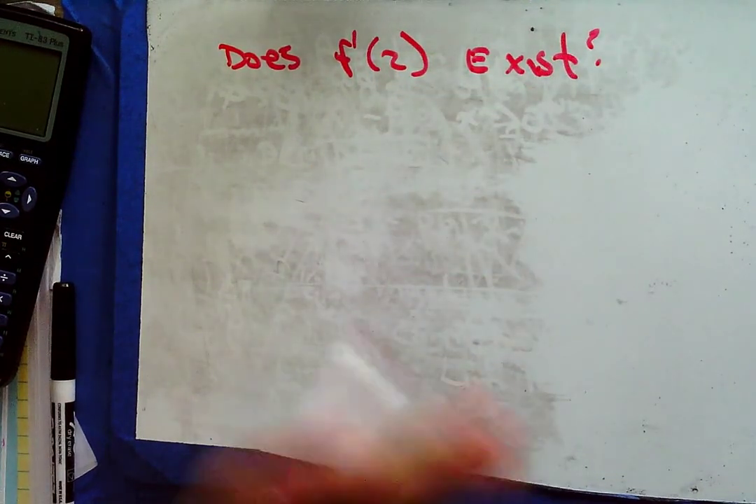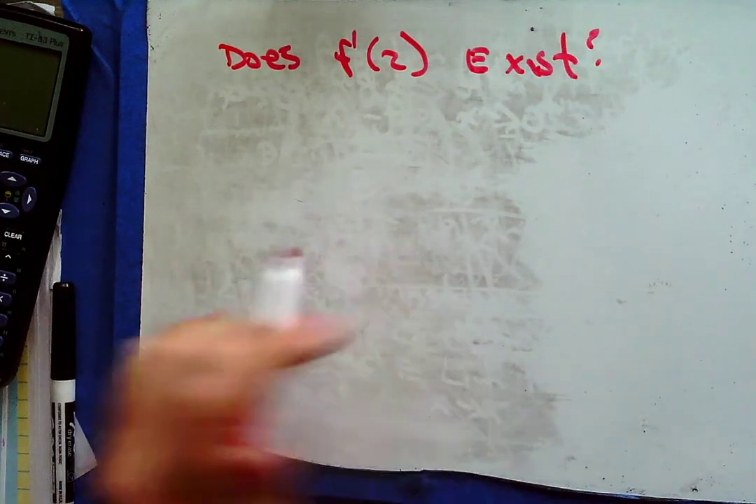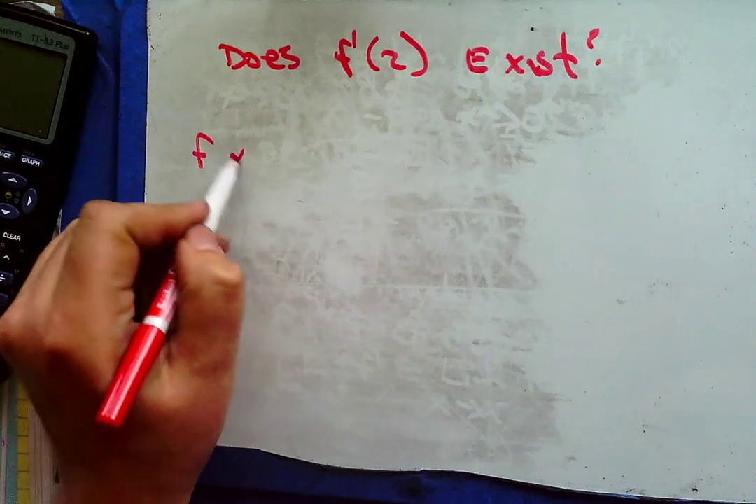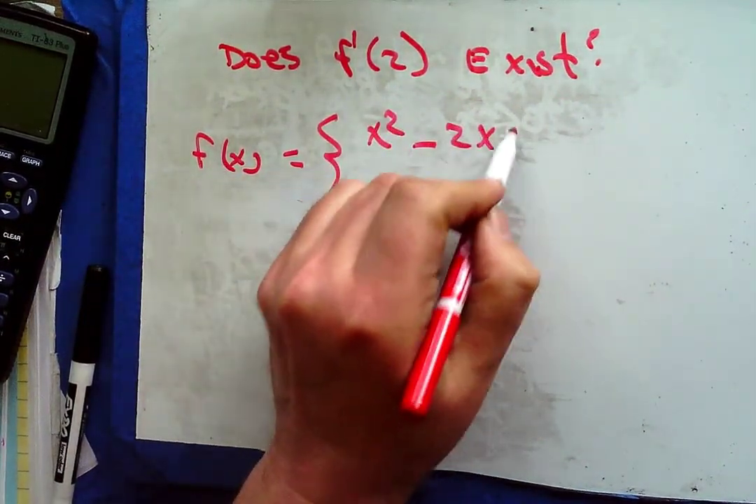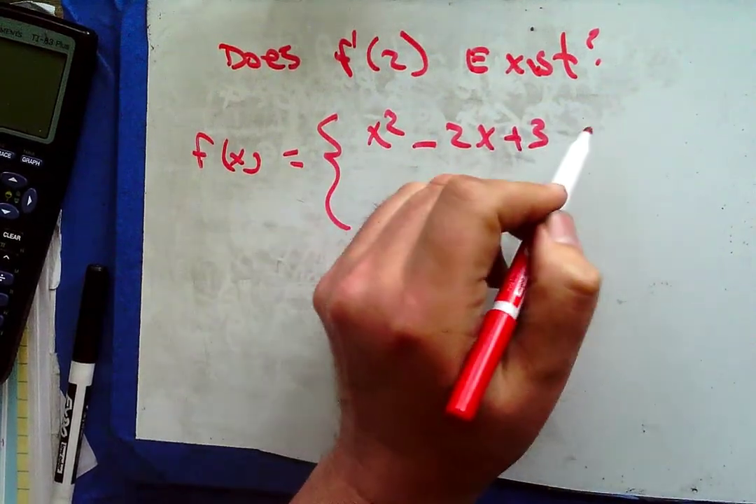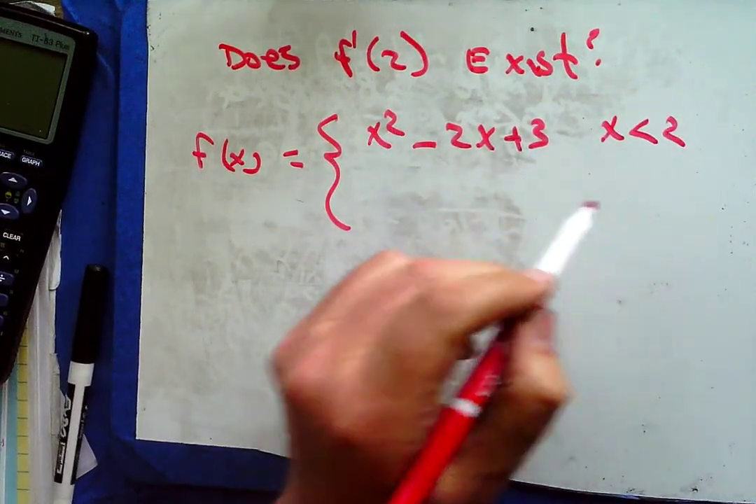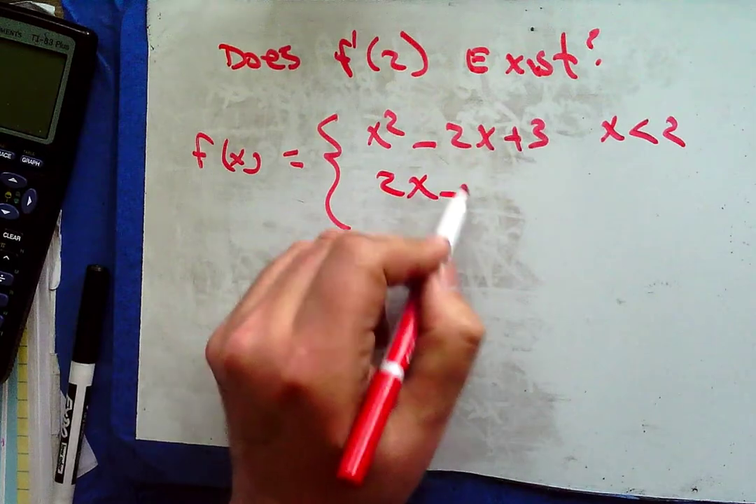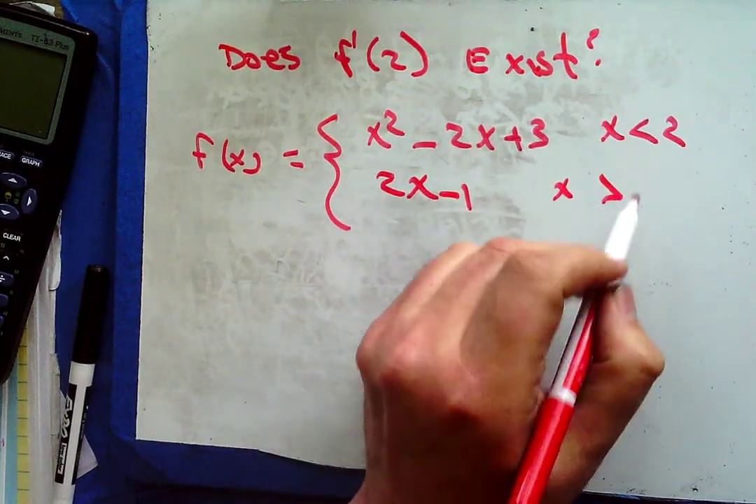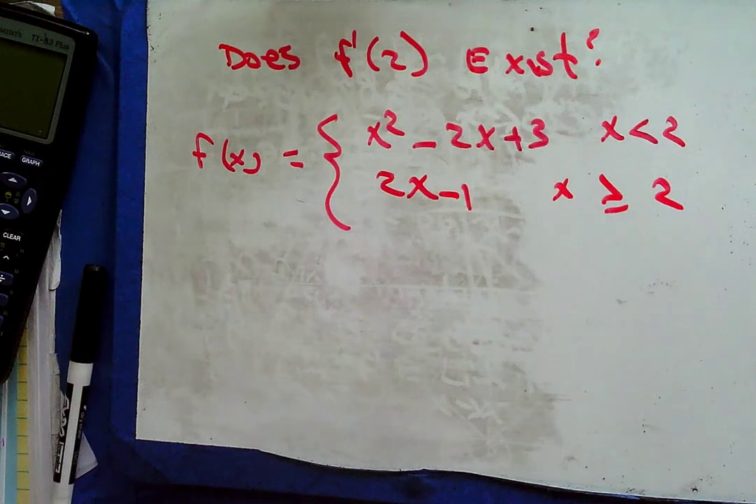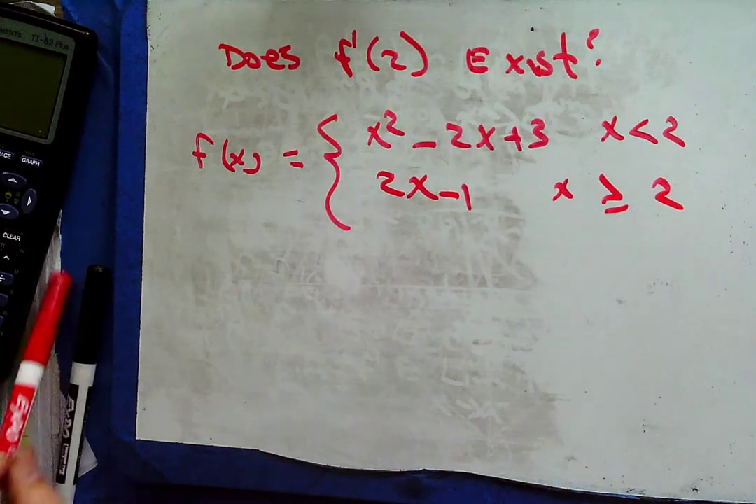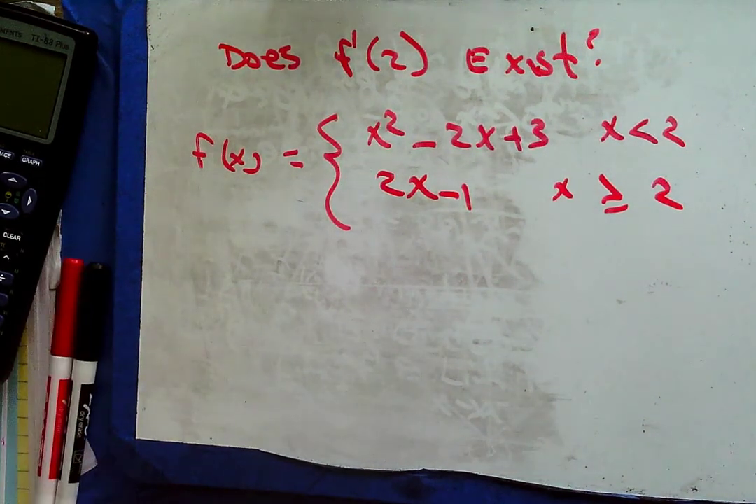Okay, let's just ask about existence. So f of x is defined this way: x squared minus 2x plus 3 for x values less than 2, and 2x minus 1 for x values greater than or equal to 2. And I want to know if f prime of 2 exists. So what are the requirements for f prime of 2 to exist?